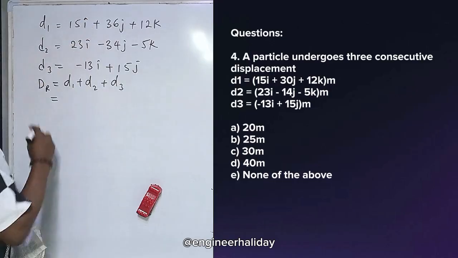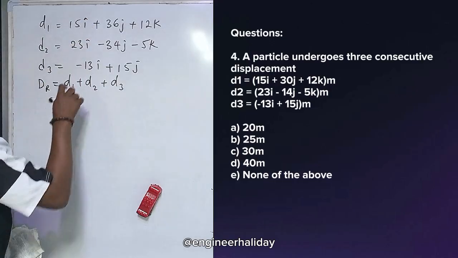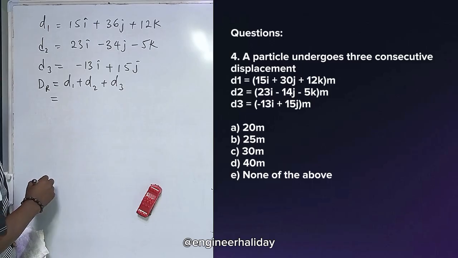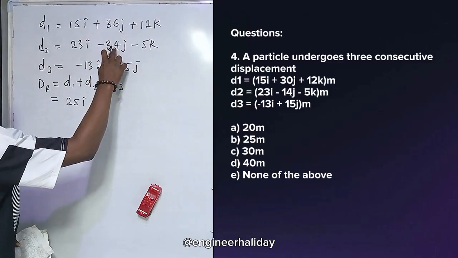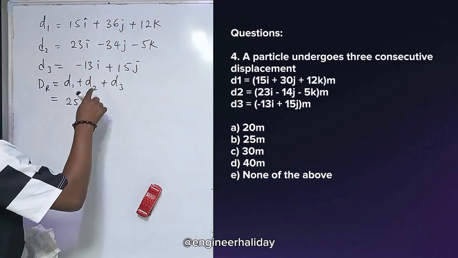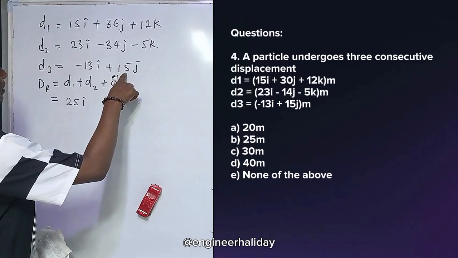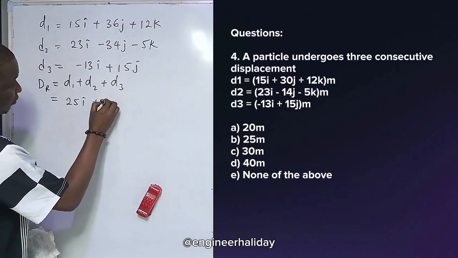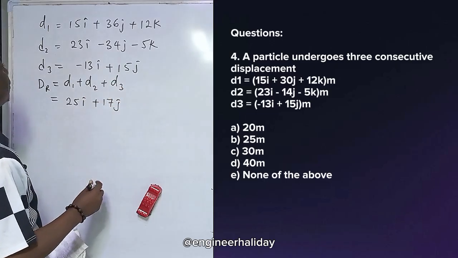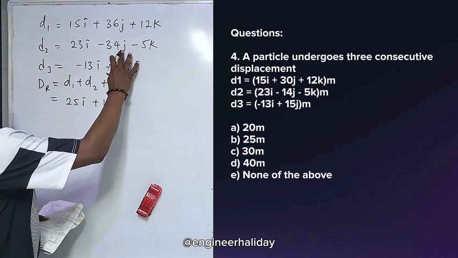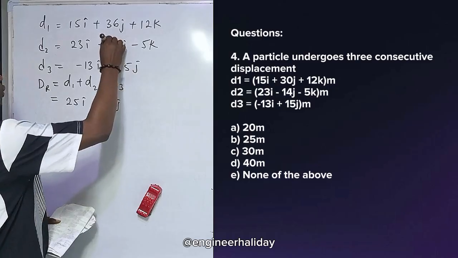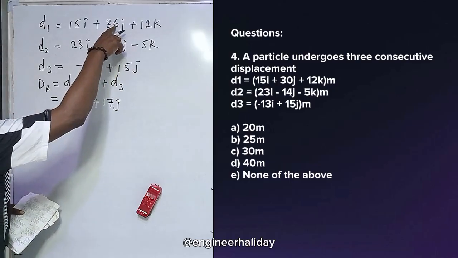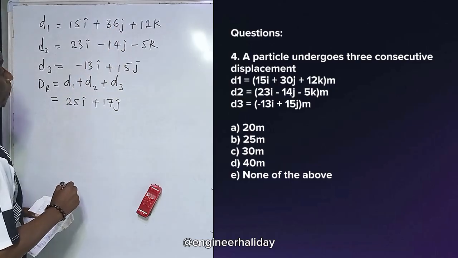We add this and this together. That will give us 38. 38 minus 13 should give us 25. Then 36 minus 34 will give us 2, plus 15 will give us 17j. Okay, this is 14j. Sorry for that. So 36 minus 14 is what?